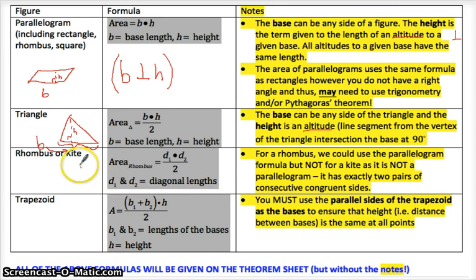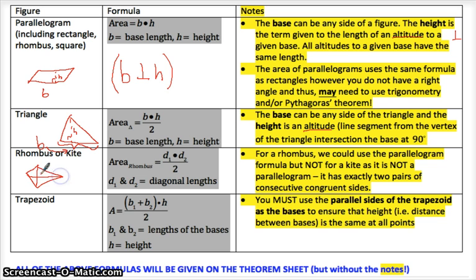All right, rhombus or a kite. There's a couple ways to do this. You could do rhombus by the fact that it was up here in parallelogram. If you knew the length of the side of a rhombus and the height across it, that would work. Here's an alternate version for rhombus, but also works for kite. This is the length of one diagonal times the length of another diagonal. So I'll draw a kite here.